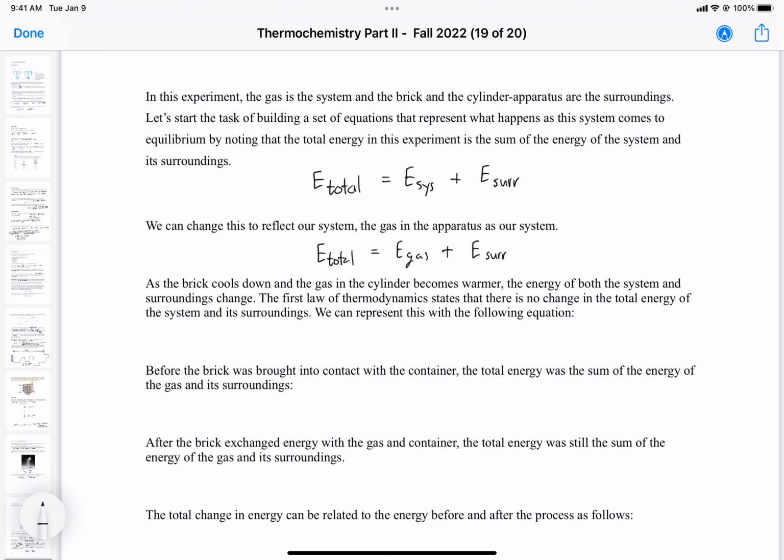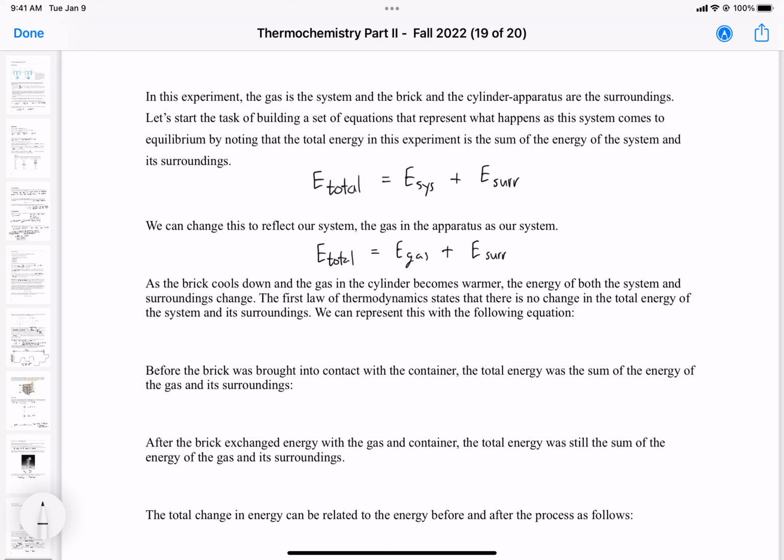As we know, the energy total is the energy of our system and everything around it. So we could say our E total is the energy of the gas plus the energy of the surroundings. As the brick cools down and the gas in the cylinder becomes warmer, the energy of both the system and the surroundings are going to be changing dynamically. So we can say, according to the first law of thermodynamics, that there's no change in the total energy of the system and the surroundings, or the universe.